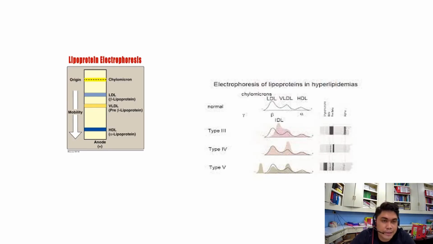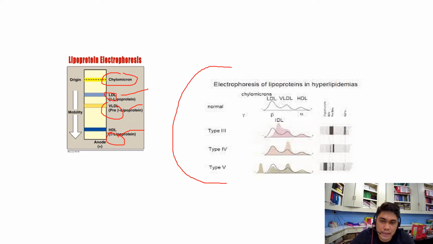In electrophoresis, you have three main migration bands: LDL, VLDL, and HDL, which are beta, pre-beta, and alpha. Chylomicrons stay at the point of application, or origin, but they are usually absent in a fasting specimen, so chylomicrons are not part of the usual electrophoresis pattern. But if you use a non-fasting specimen, then you can separate chylomicrons because they stay at the origin.